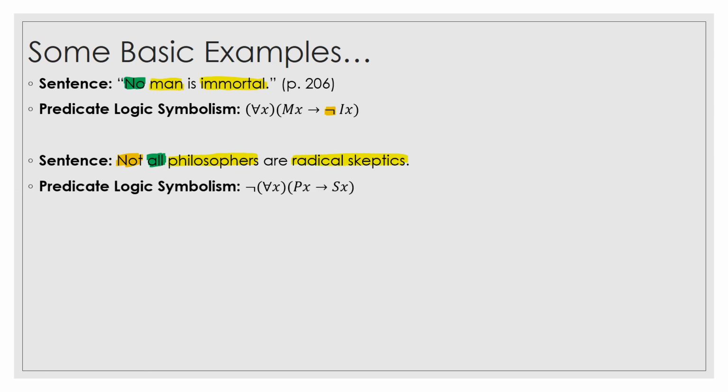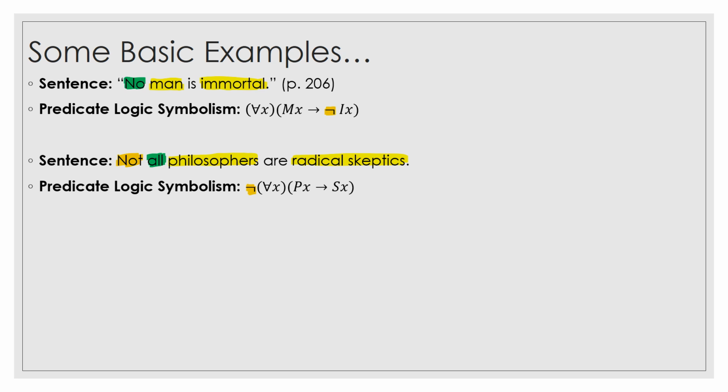So we translate that into predicate logic symbolism. We have not for all x, if x is a P, then x is an S. So notice where the negation is located. Moreover, if we consider the sentence, not all philosophers are radical skeptics, this would be equivalent to saying that some philosophers are not radical skeptics.